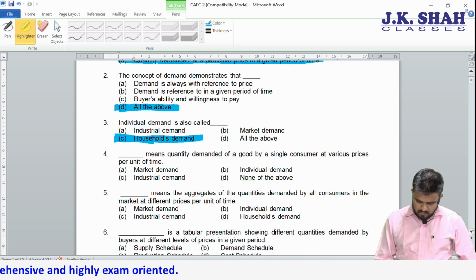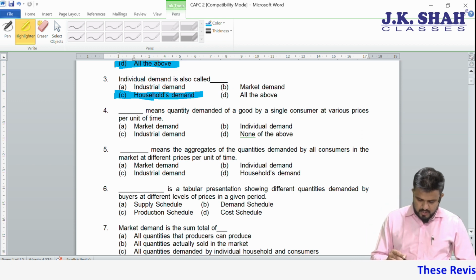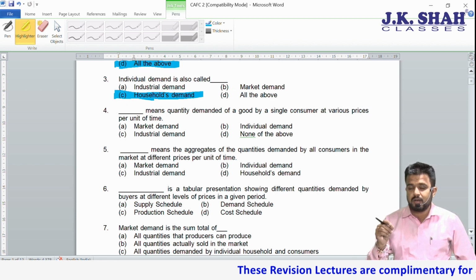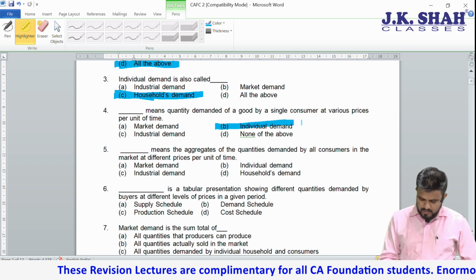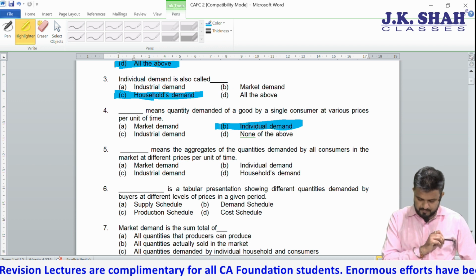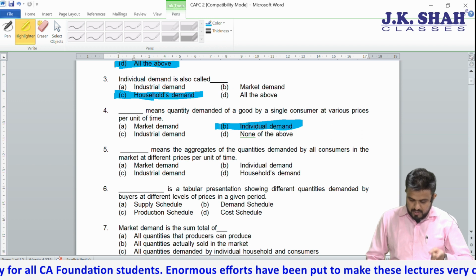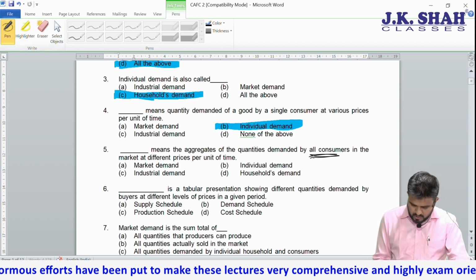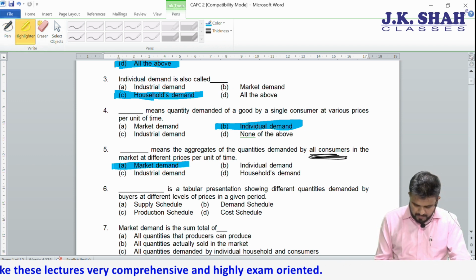Moving to the next now, dash means quantity demanded of a good by a single consumer at various prices per unit of time. So we have done a single buyer buying a commodity at a given price at a point of time. That will be called as which demand? Individual demand. Next, dash means the aggregate of the quantity demanded by all consumers. Very important students, all consumers they are asking. Then it will be which demand? Market demand, many buyers.